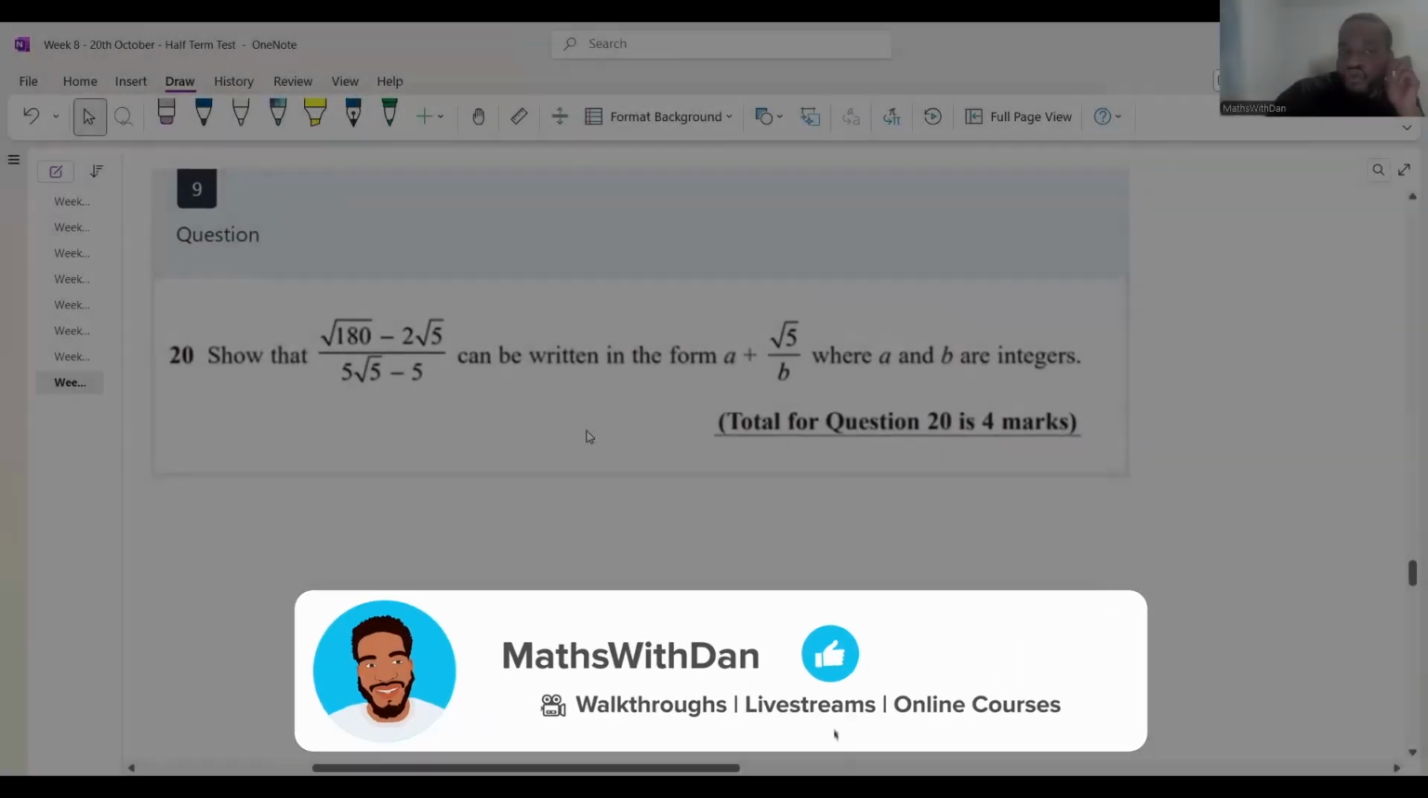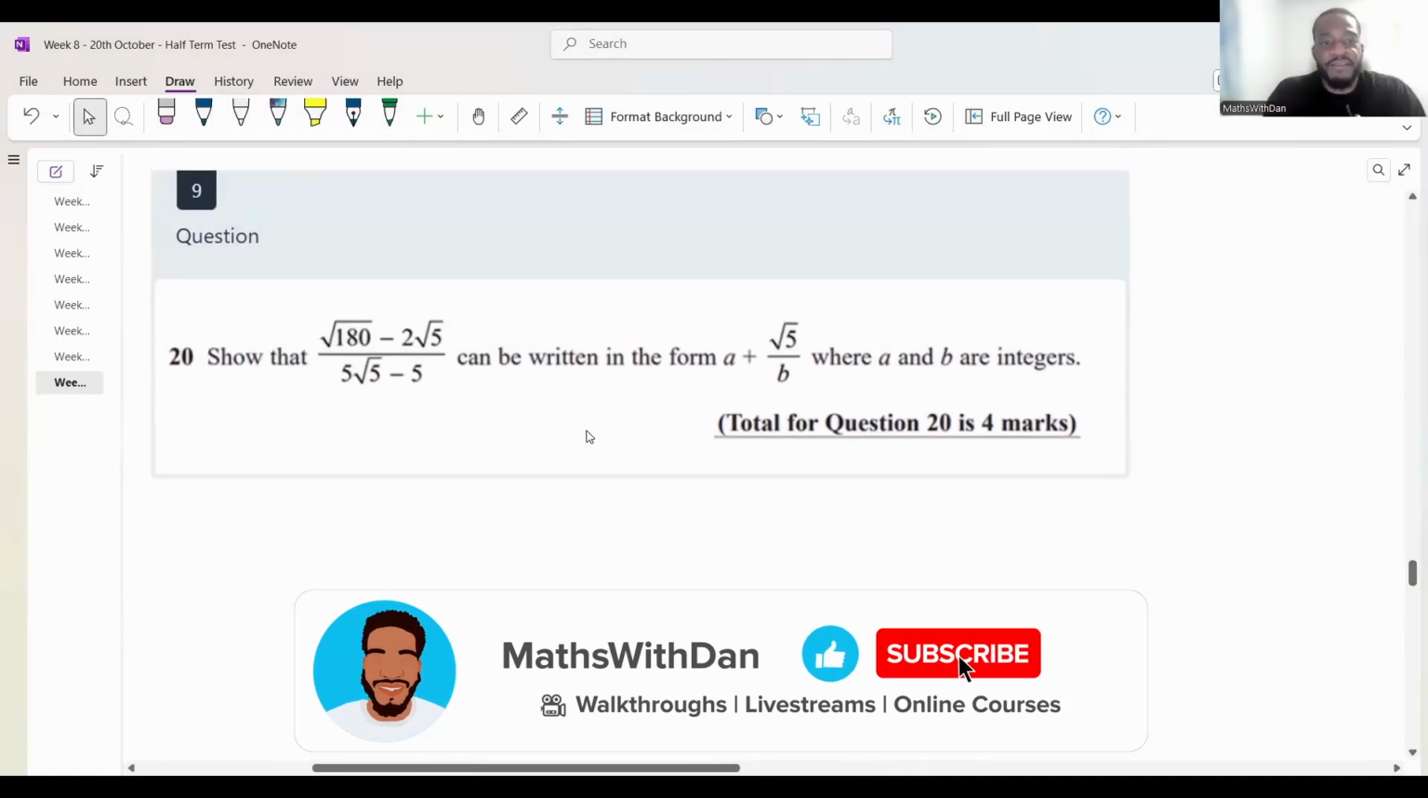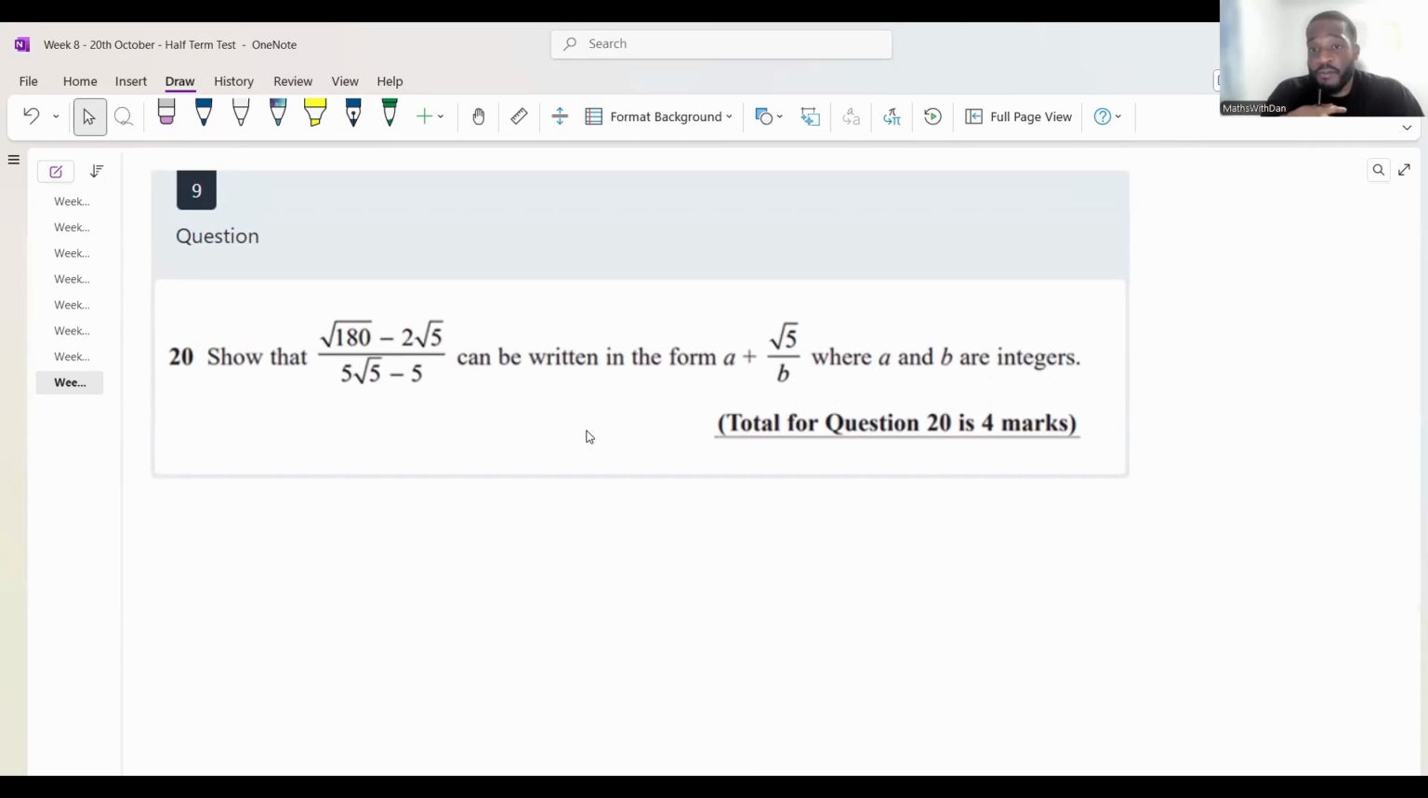It says show that root 180 minus 2 root 5 over 5 root 5 minus 5 can be written in the form a plus root 5 over b, where a and b are integers. So this is question 20 of an exam. We know exams are like 23, 24 questions long. This is towards the end. This is a hard question, right?